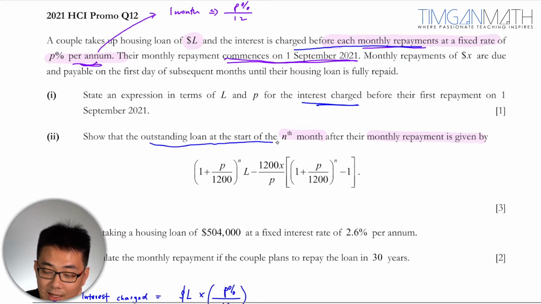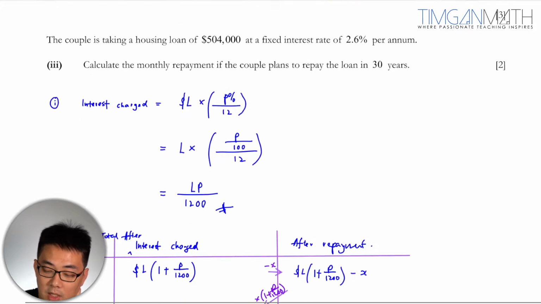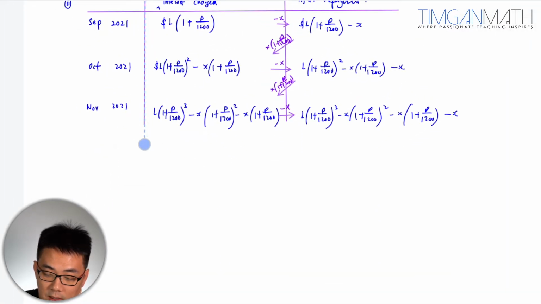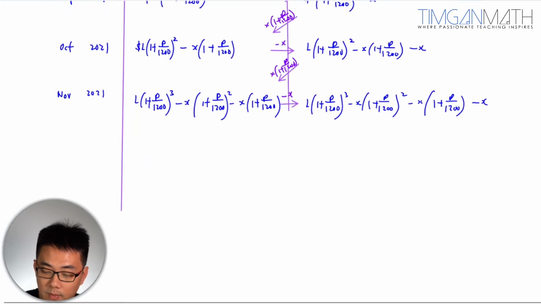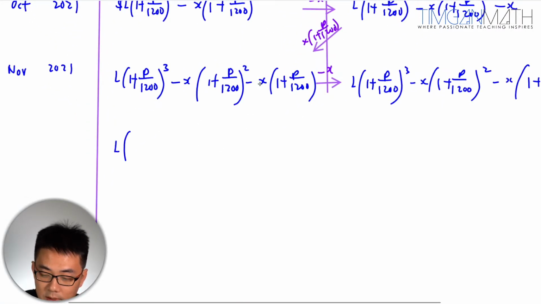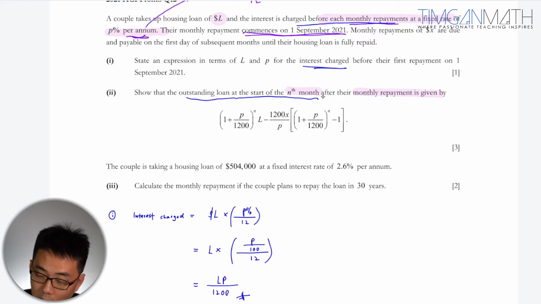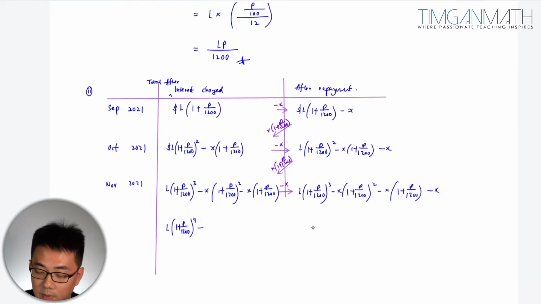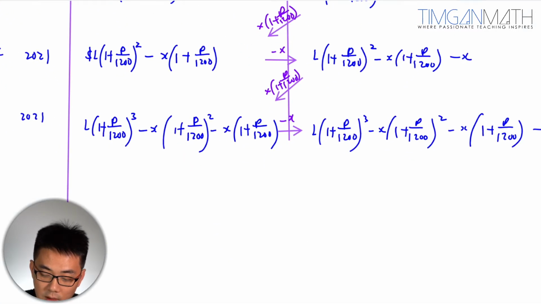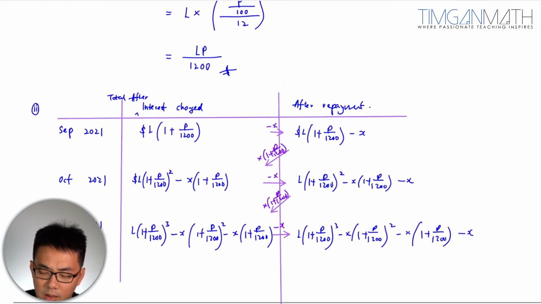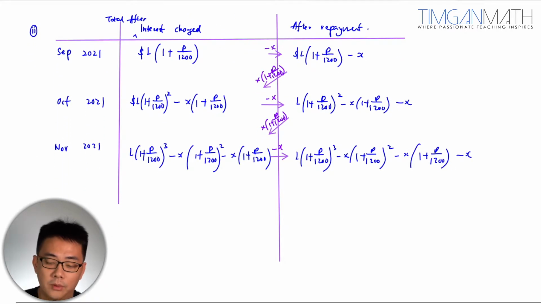Once you're done, we could just write down what the next thing is. Show that the outstanding loan at the start of n-th month after their monthly repayment is given. So we want the start of n-th month. This is what we want. Let me write down the subsequent one, which we need to multiply by. So we are looking at the start here. Is it after their repayment? After their monthly repayment will be here, this portion, not the start. So always read the question properly. But anyway, because it's a showing question, you will know whether you get it or you don't.